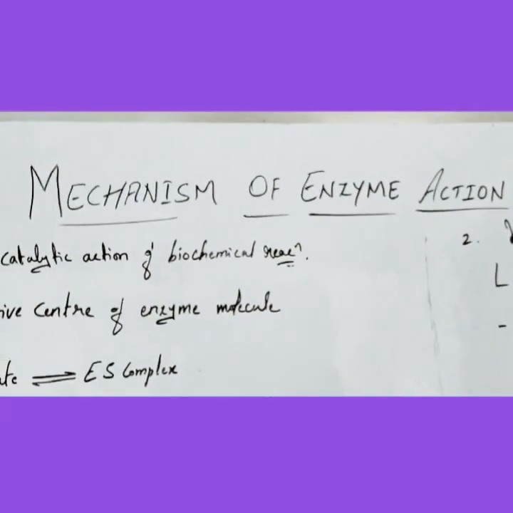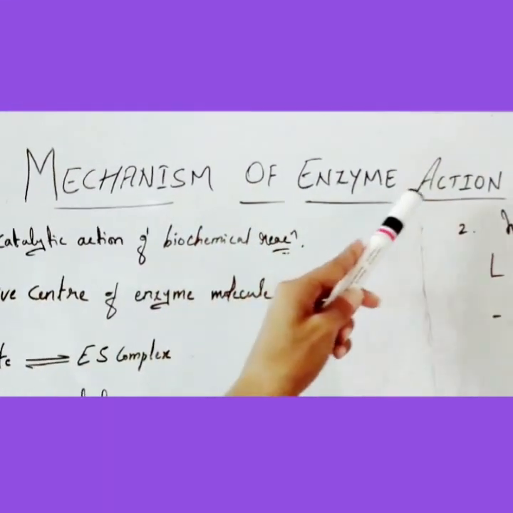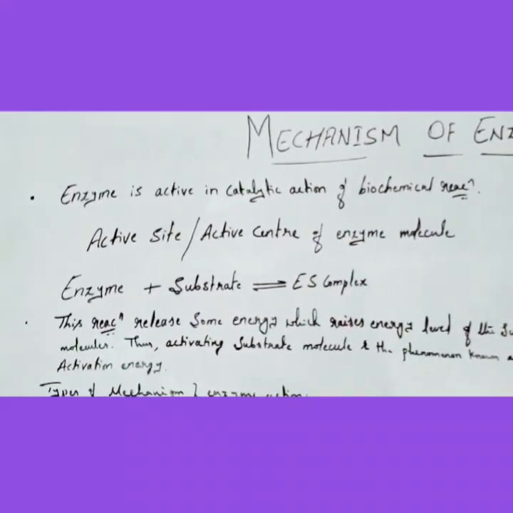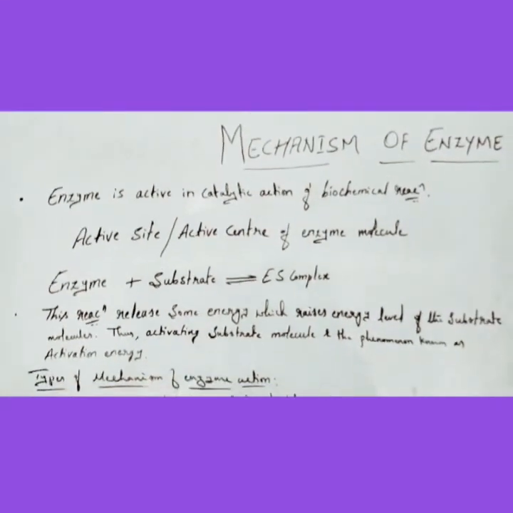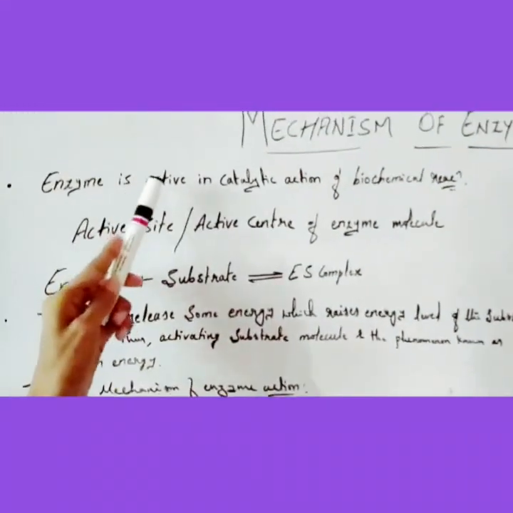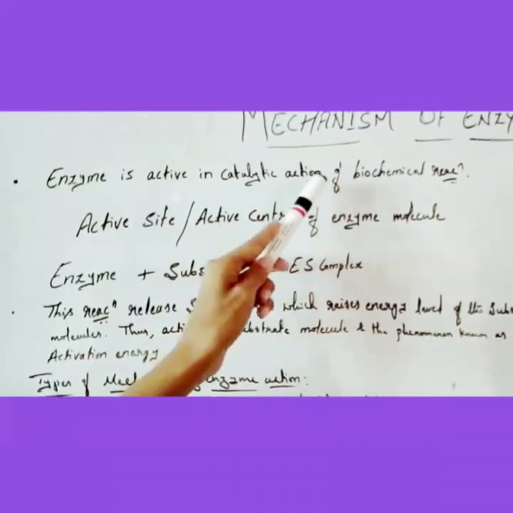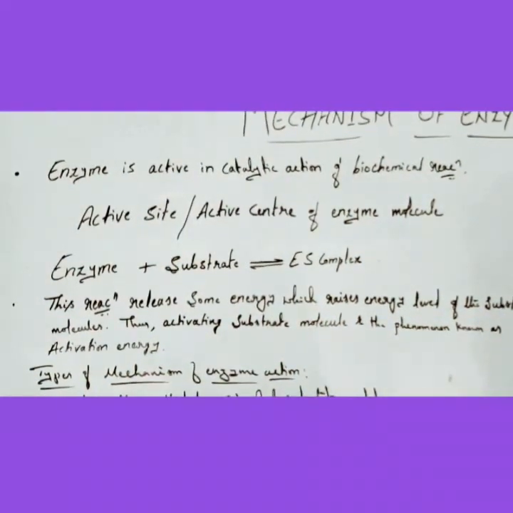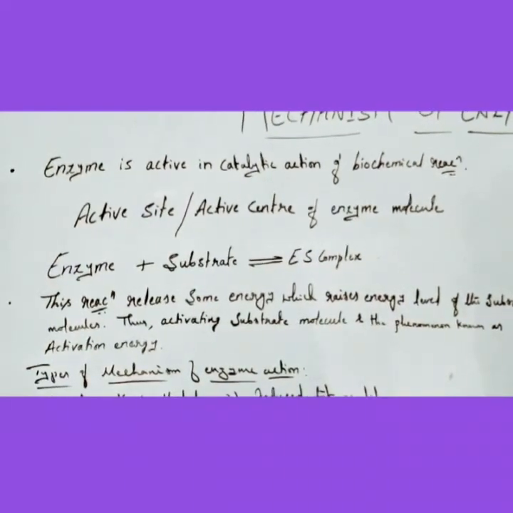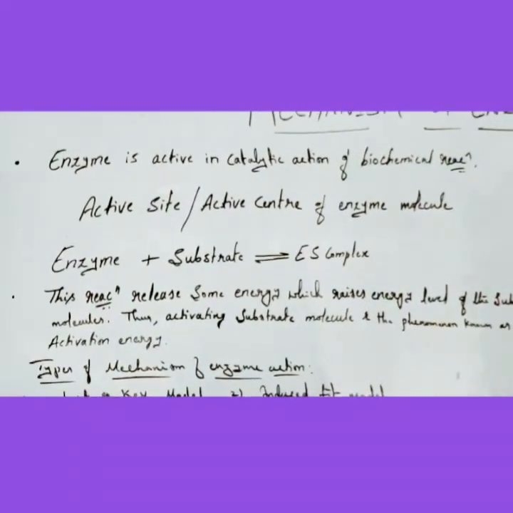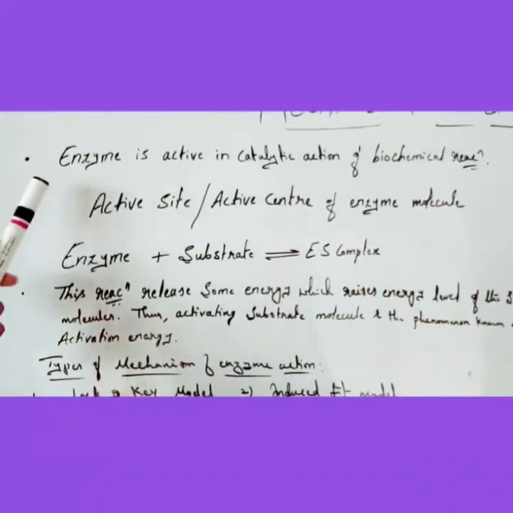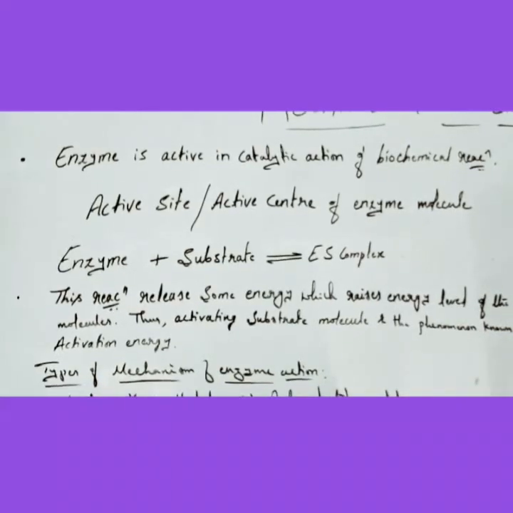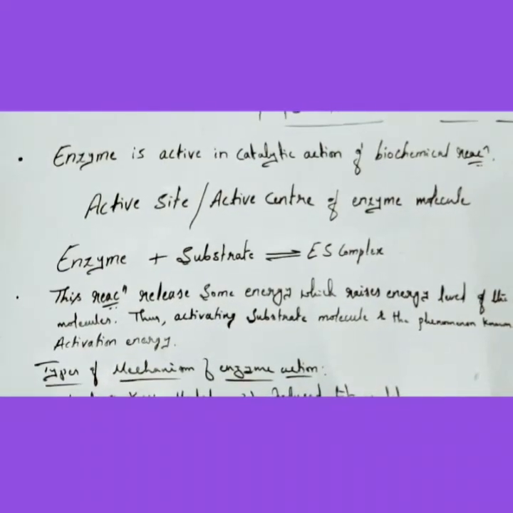Today I would like to explain the mechanism of enzyme action. An enzyme is a catalyst which accelerates the rate of a biochemical reaction, or an enzyme is active in the catalytic action of a biochemical reaction. Enzymes act on the substrate to form a complex after interaction with the enzyme.